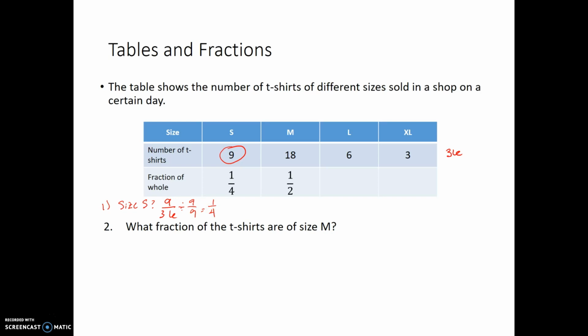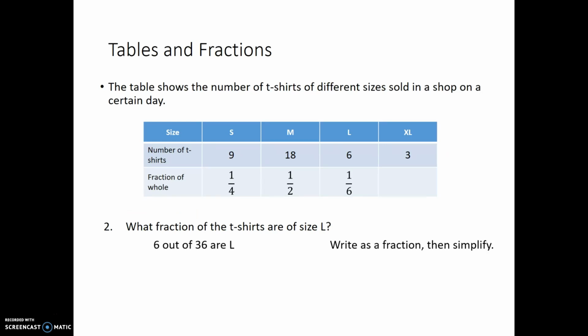The next question says, what fraction of the t-shirts are of size medium? And of course, 18 out of 36 are size medium. So 1/2 of the shirts sold were size medium. You get the idea. The next question asks, what fraction of the t-shirts are size large? 6 out of 36 are size large, which simplifies to 1/6.